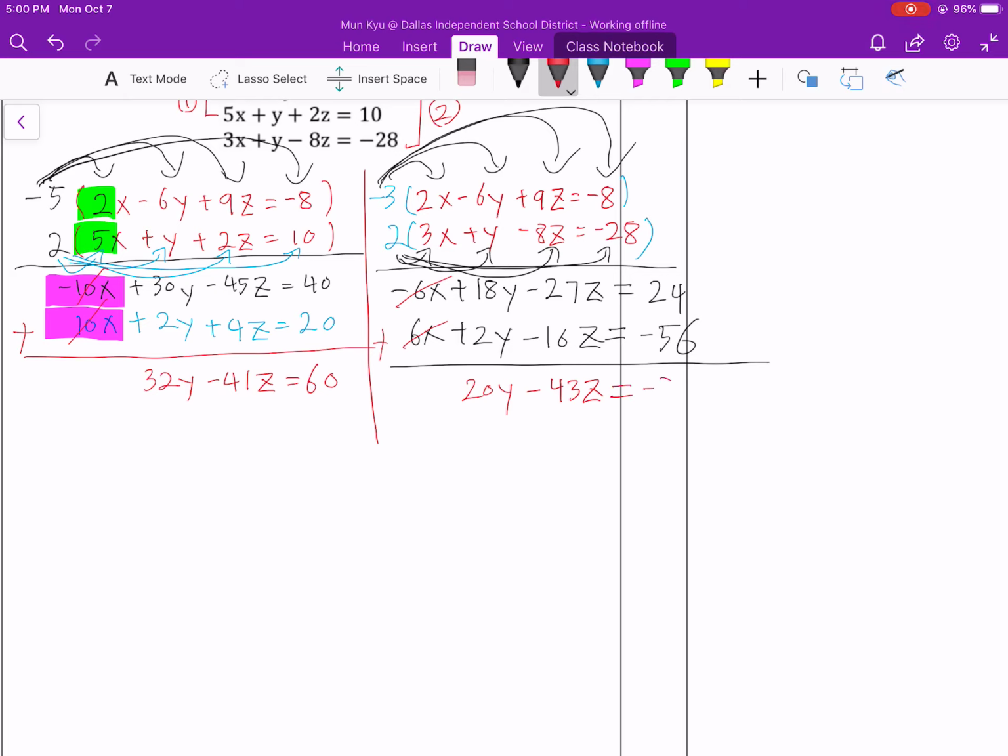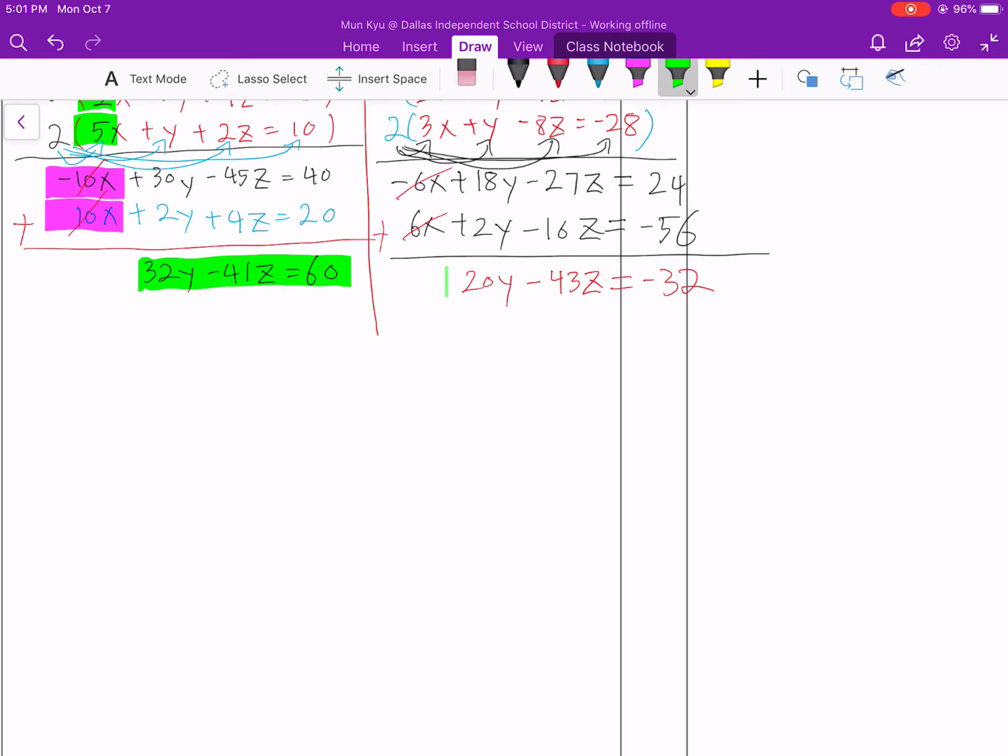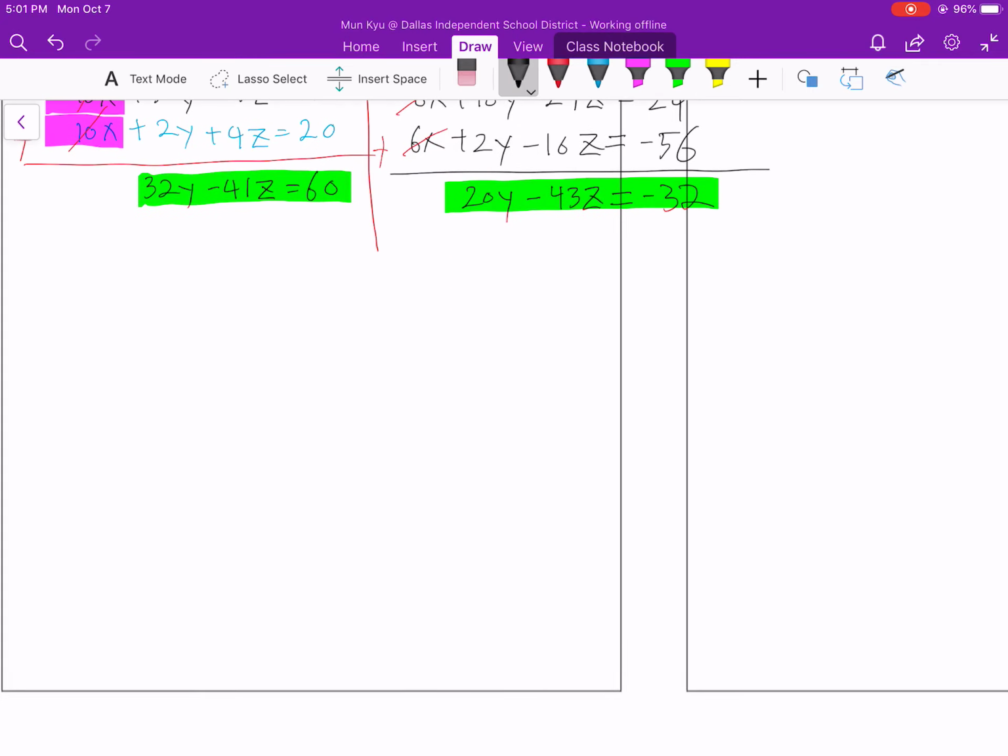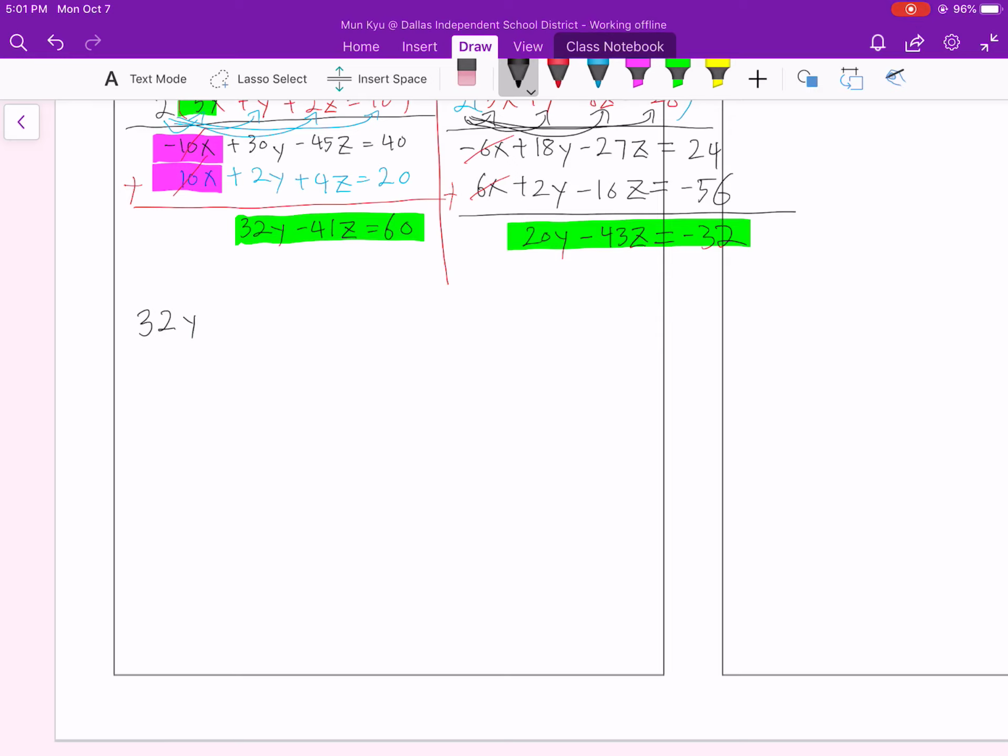So we got rid of x. Now we have to deal with y and z. Let's highlight these two equations, because using a system of linear equations again, let me copy this one down. We have to solve for either x, no, not x, y or z. Here, 20y minus 43z is equal to negative 32.